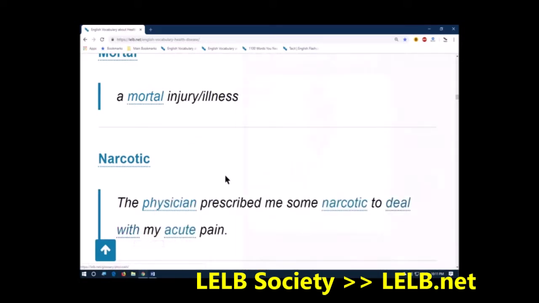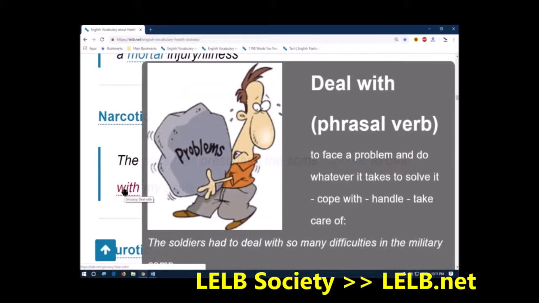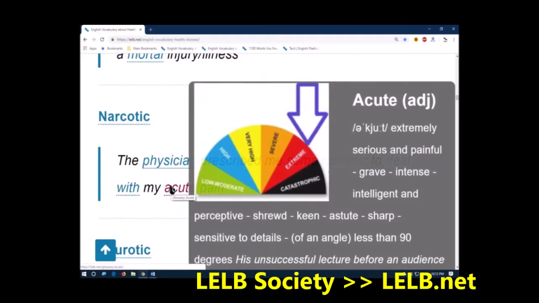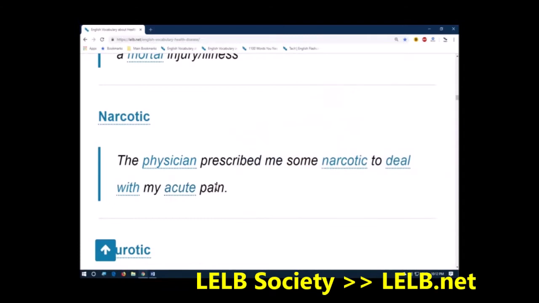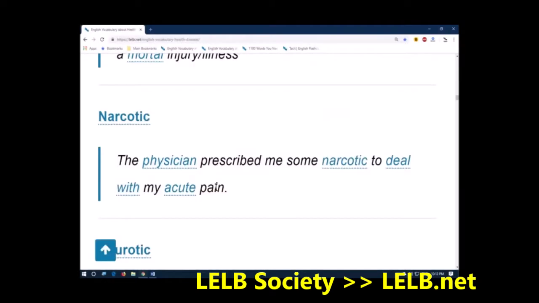Deal with means to cope with, handle, take care of. My acute, severe, extreme, painful pain. So you could also say excruciating, or intense pain. Okay, the rest is clear.